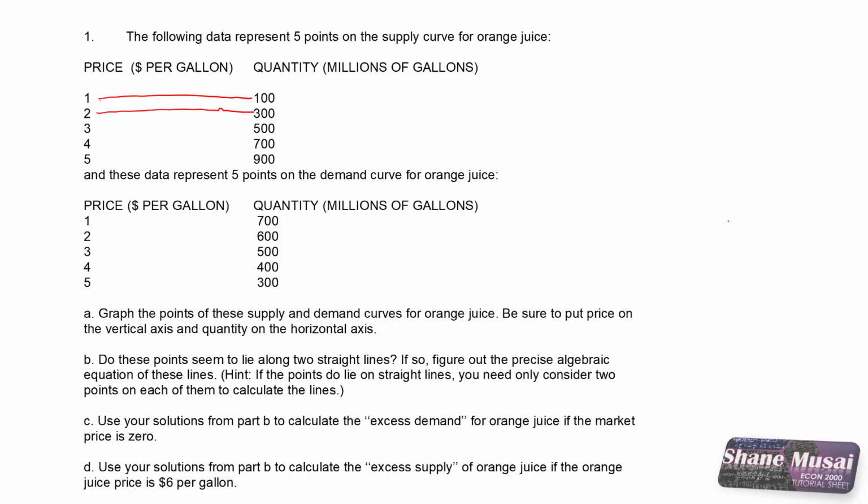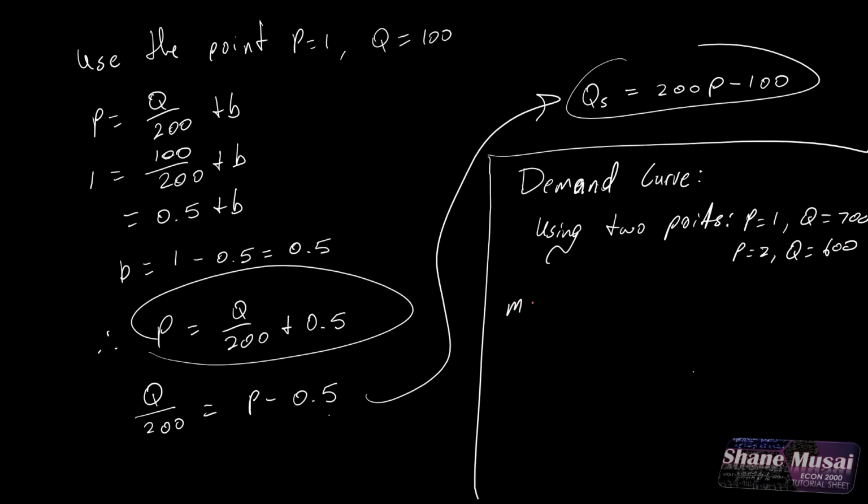If we scroll back up, for the demand curve, we can use when price is equal to 1, quantity is 700, and when price is equal to 2, quantity is 600. And we're using this to calculate the gradient, which is the change in price all over the change in quantity, which is equal to 2 minus 1 all over 600 minus 700, which is equal to negative 1 over 100.